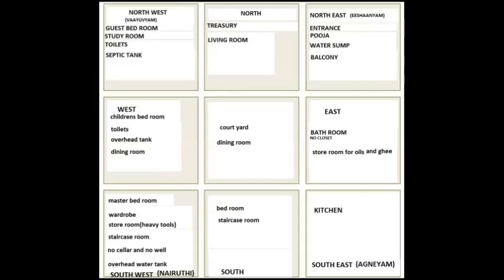Means northeast is a place for puja, east is a place for bathroom, southeast is the place for kitchen, north is for treasure. Oils such as ghee, etc., should be in between east and southeast. Toilet should be in between south and southwest, and study room should be in between west and southwest, etc.